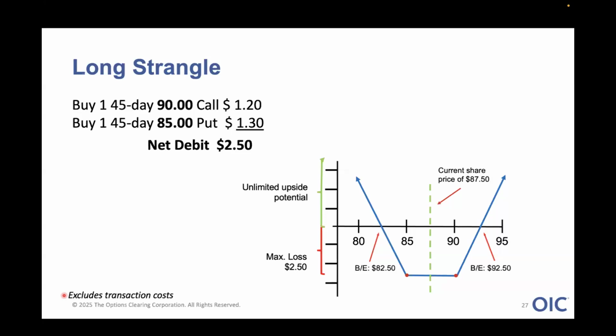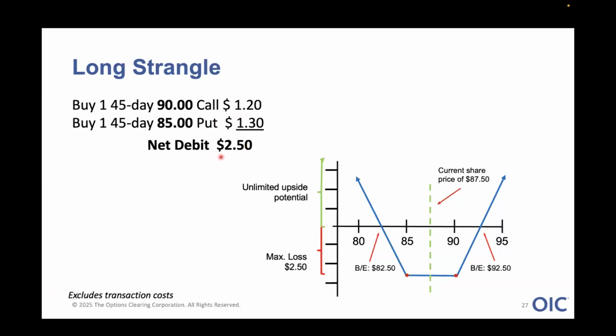Well, this is where a strangle might make sense. So maybe with the stock trading 87 and a half, I see that I can buy the 90 level call for $1.20 in this case, expires in 45 days. I can buy the out of the money 85 put for $1.30. So now my net debit is only $2.50. Okay, so it doesn't cost as much.